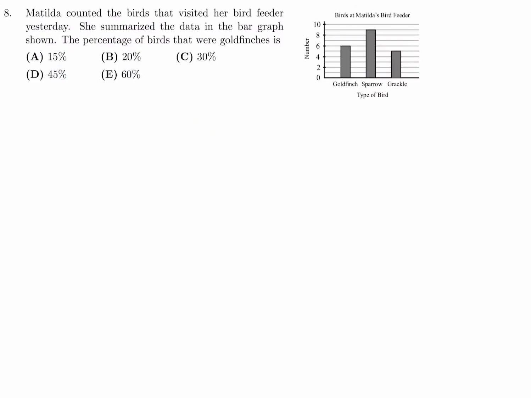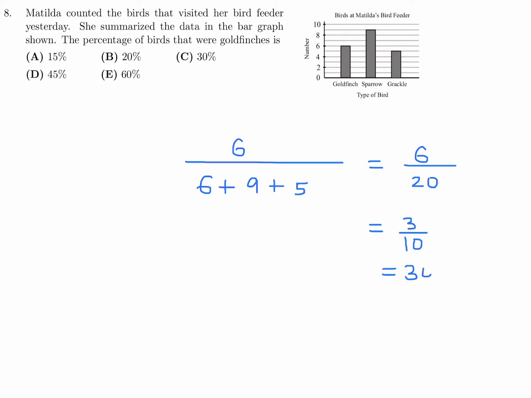Matilda counted the birds that visited her bird feeder yesterday. She summarized the data in the bar graph shown. The percentage of birds that were goldfinches is? Goldfinches looks like 6 to me, and then we have to divide by the total, which is 6 goldfinches, sparrows looks like 9, and grackle is 5. So 6 over 20. And 6 over 20 in terms of a percentage, well, that's 3 over 10, so that's 30%. So number 8, the answer is C.